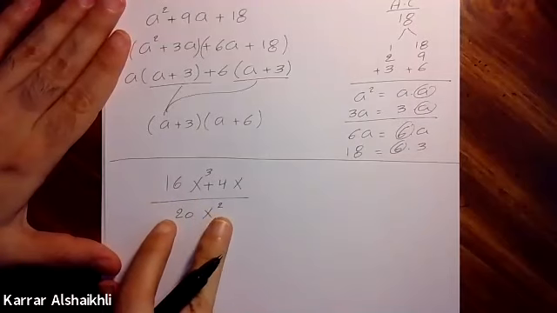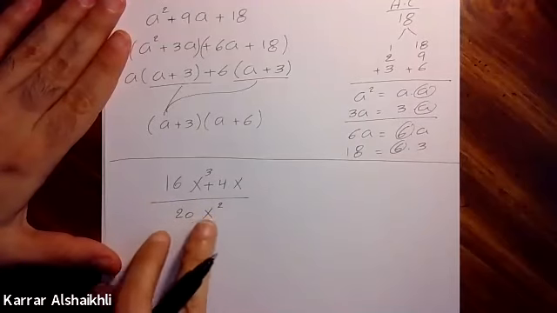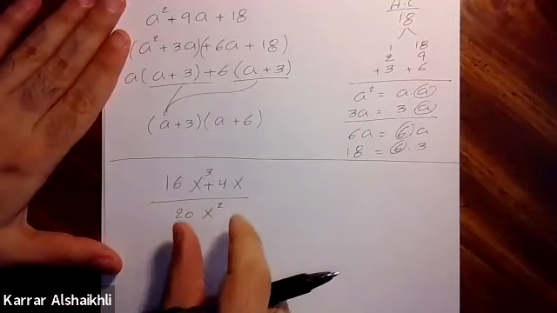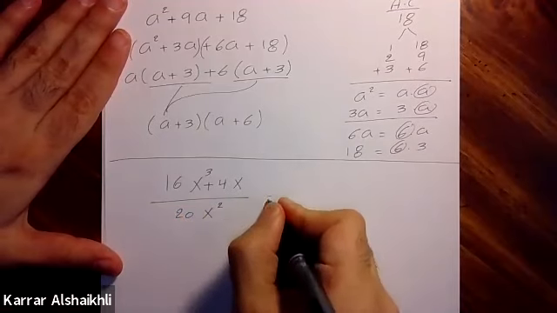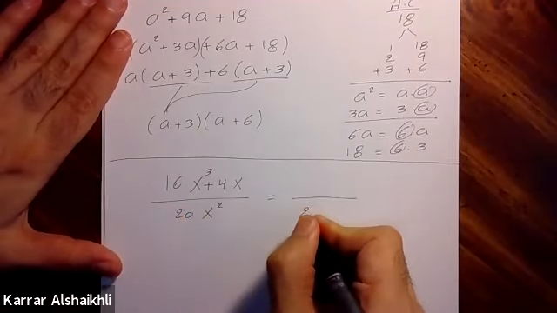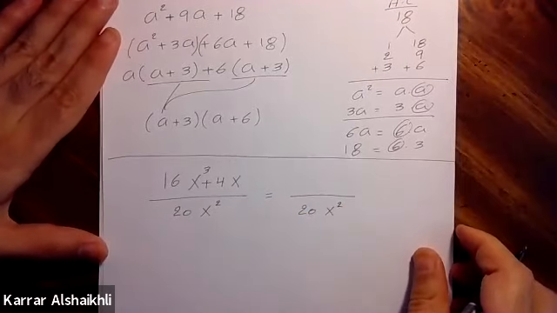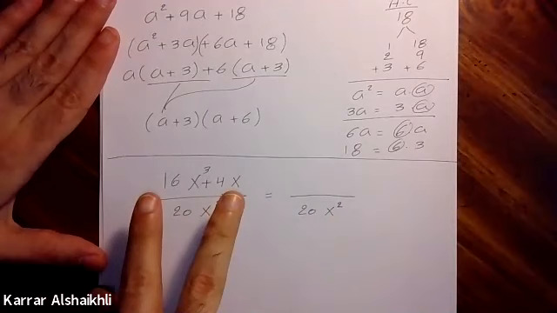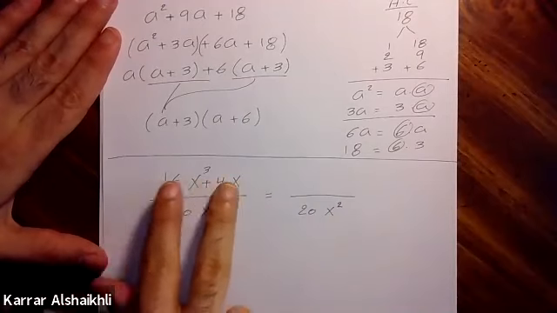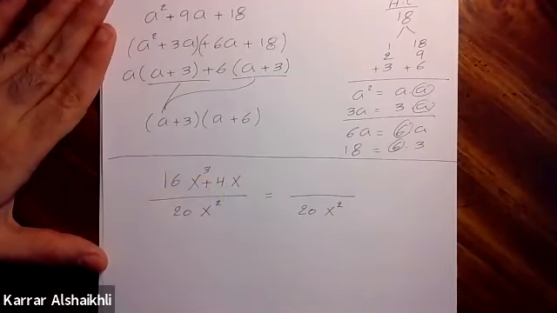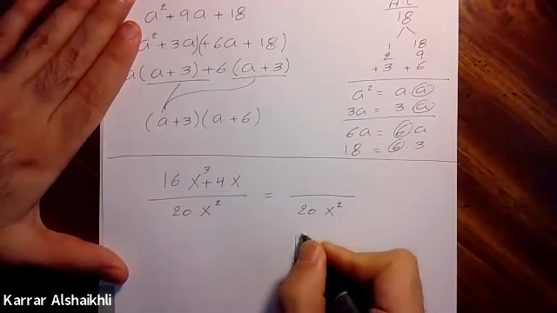You can't do anything on the bottom part. Why? Because it's one term. 20x squared, it's one term. So let's write it down exactly the same. 20x squared. Focus here, I'm going to ask you. Then next step, we're going to find the common on the top part. So let's find the common here.